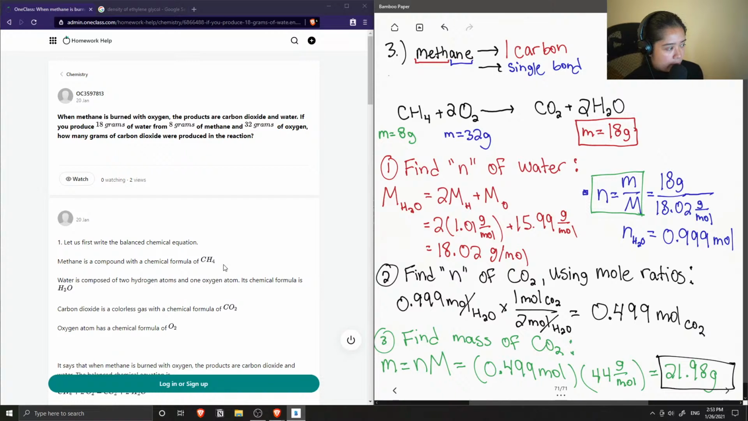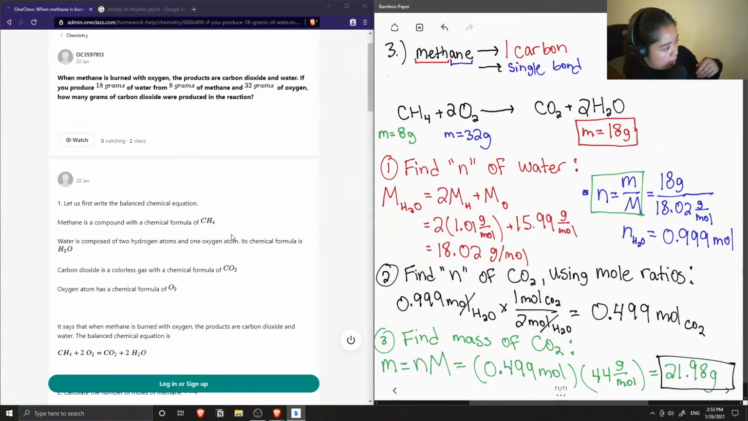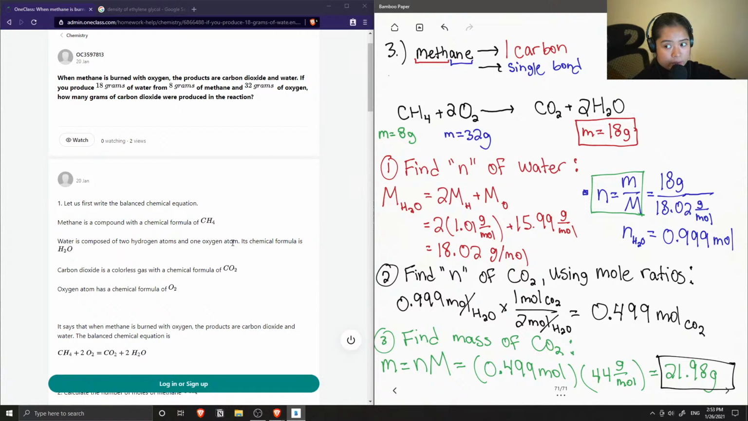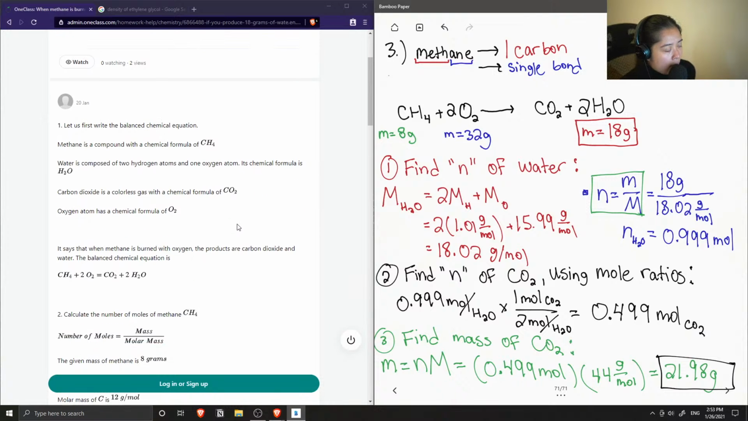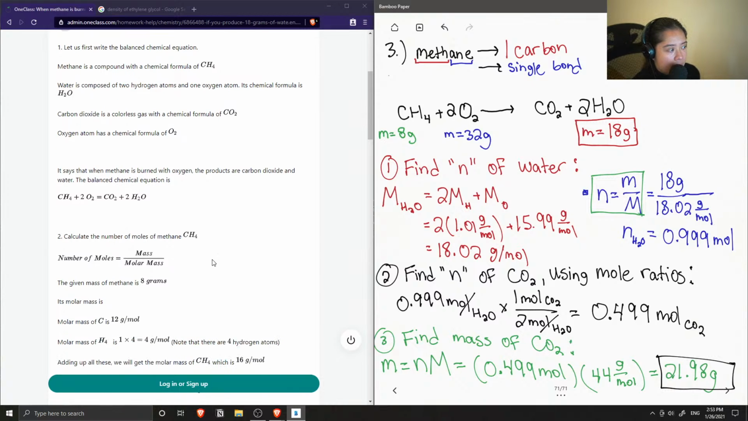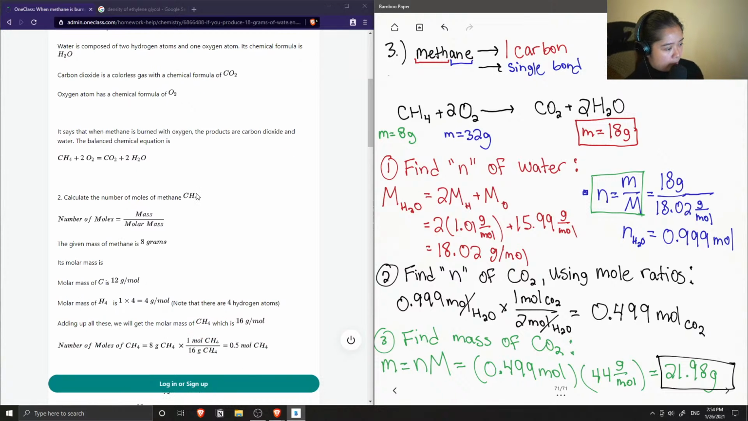Okay, so the junior tutor said, let us first write the balanced chemical equation. Methane is a compound with a chemical formula of CH4. And they wrote out water, carbon dioxide, and oxygen. Then they balanced their equation and put the coefficients of 2 in front of oxygen and water.